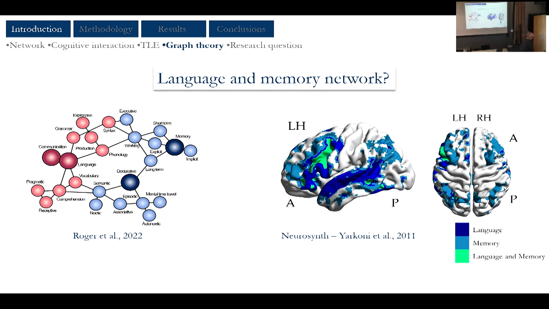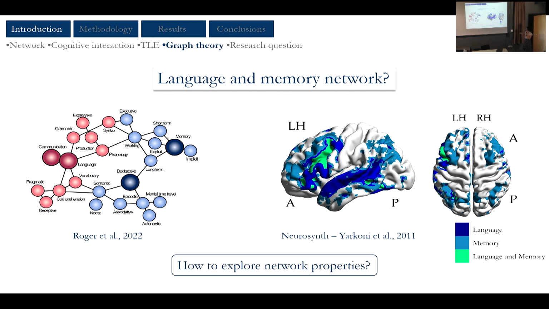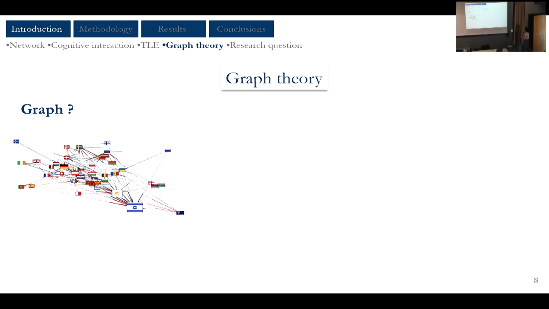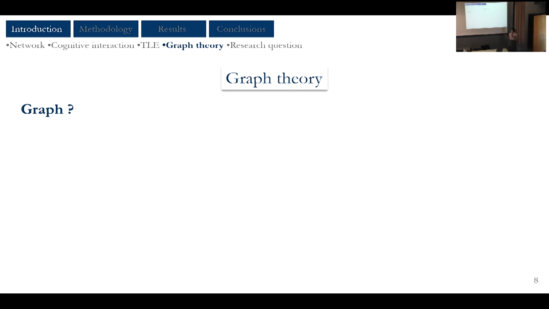Now, the question is, well, how can we study a network that is so complex? And this is where graph theory comes into play. So you saw already, explained by Sophie, what is a graph. I will just briefly recall. A graph is simply a collection of elements that can be regions, called nodes, and their pairwise links, or edges.